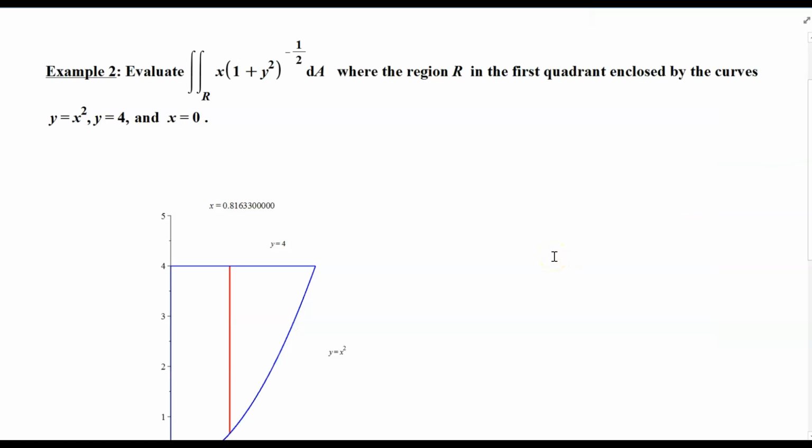So we're going to try to evaluate this double integral of x times 1 plus y squared to the negative 1/2 power, where R is the region in the first quadrant enclosed by these curves: y equals x squared, our basic parabola, y equals 4, and x equals 0. x equals 0, remember, is the y-axis. It's the vertical line going through x equals 0, which is the y-axis.